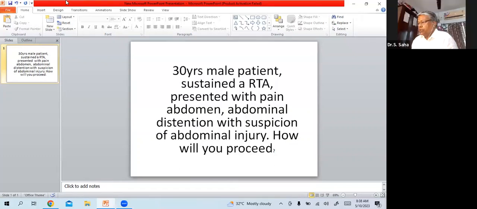Makhunda, you want to add anything for this non-operative management of liver injuries?